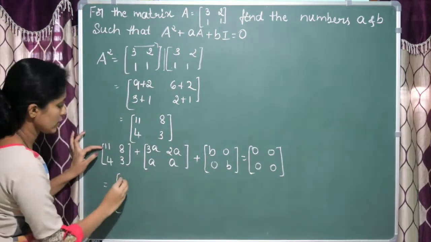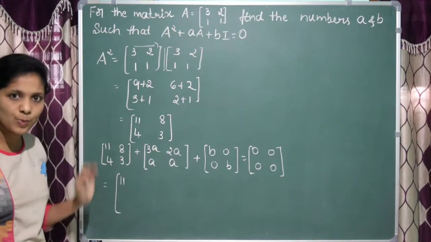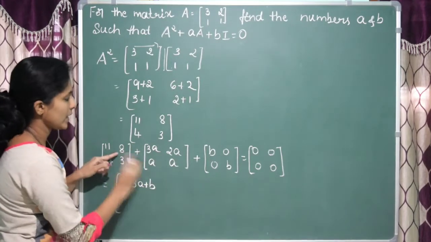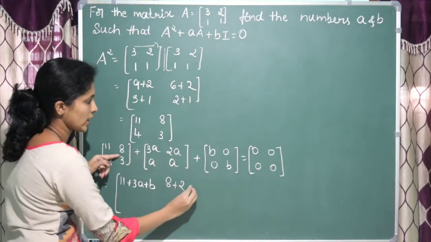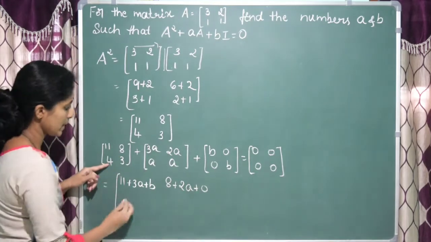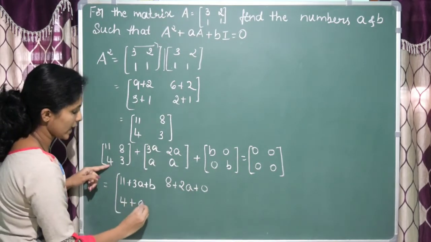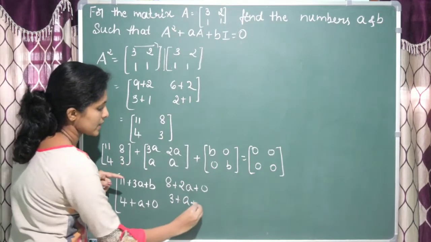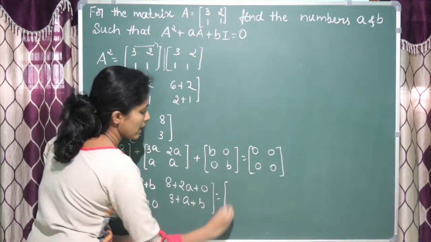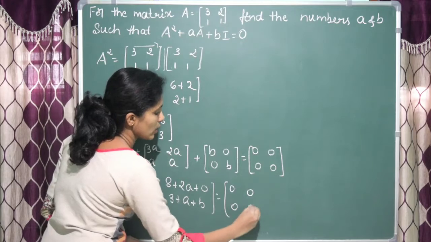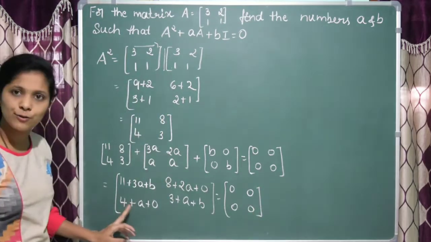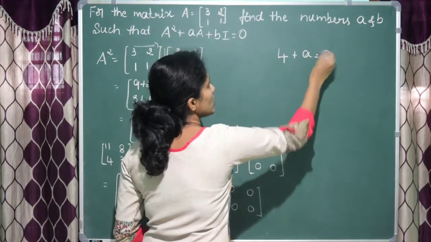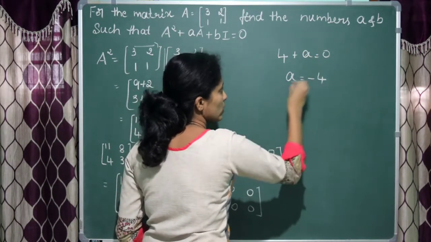Just we'll add this one. So the first term, adding means you have to add the corresponding terms. 11 plus 3a plus b. The second term will be 8 plus 2a plus 0. Third will be 4 plus a plus 0. Last will be 3 plus a plus b. So this is equal to the matrix 0, 0, 0, 0. Any values you can equate. Anyway, here 4 plus a is there. So if I equate there, 4 plus a is equal to 0. a is equal to minus 4. I got the value of a.